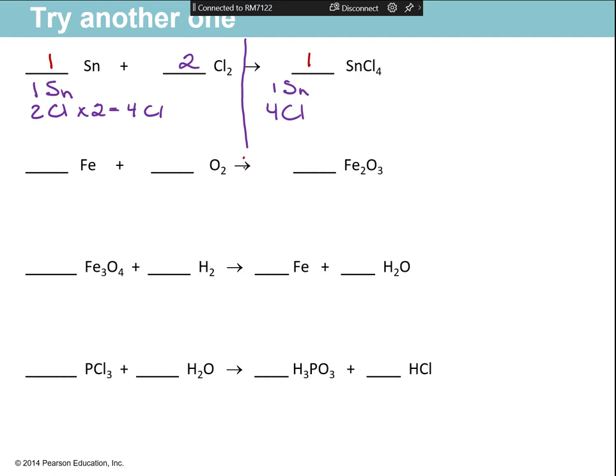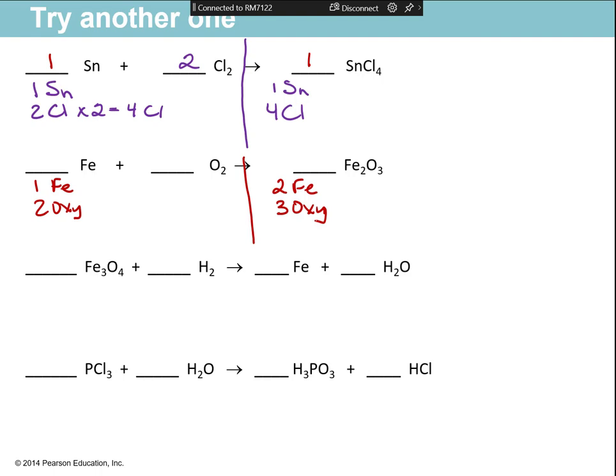Okay, so next one. Going down, draw the line. How many iron? One, so one Fe. How many oxygen? Two. Mm-hmm, because see, it's O2. Then over on the product side, how many iron? Two. And how many oxygen? Three. So everybody's got how to do that, how to figure that out. Now you do the comparison.